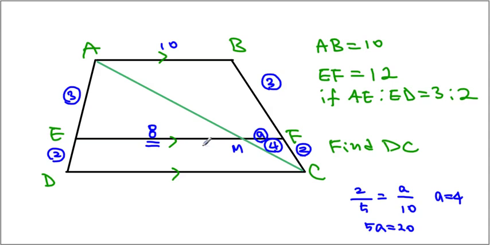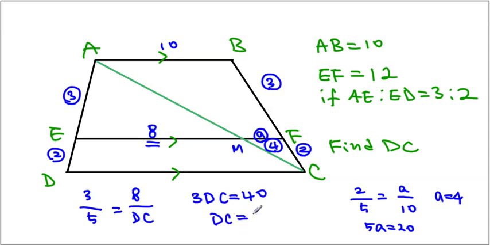Now, by moving on to the left side pair of similar triangles, we get to realize 3 to 5. You see, 3 was the upper portion, which is part of the triangle, and then 5 is the entire triangle. That has to be equal to 8, which is part of the same small triangle, over DC. Then what do we realize? Yes, 3DC must be equal to 40. And what is DC? DC will be equal to 40 over 3.